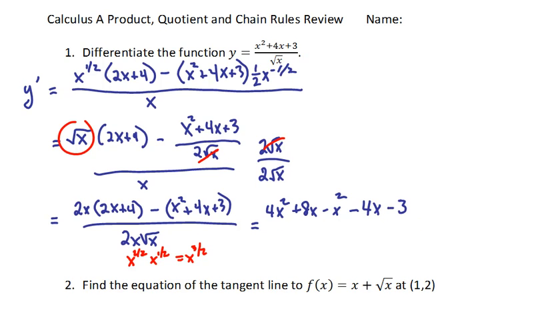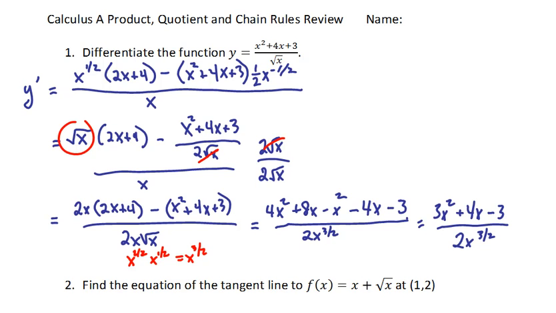Alright, just cleaning up the numerator, I have 4x squared minus x squared, so that's 3x squared. Then I have 8x minus 4x, so that's 4x. And finally minus 3, all over 2x to the 3/2. Now, again, that's a lot of work at the end of the problem after we did all of the difficult differentiation to begin with. But the answer is pretty concise and compact there.